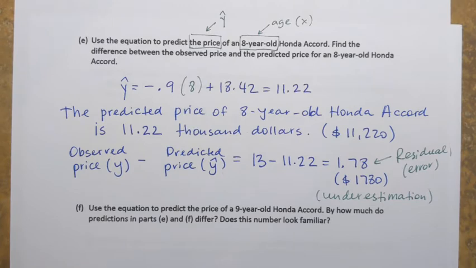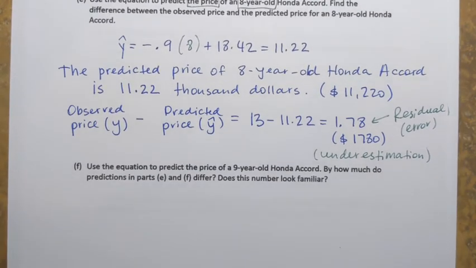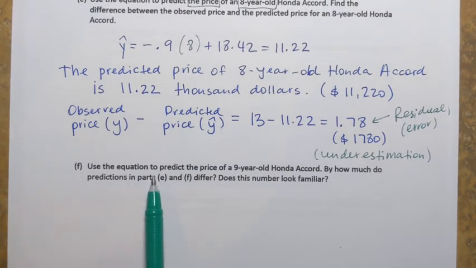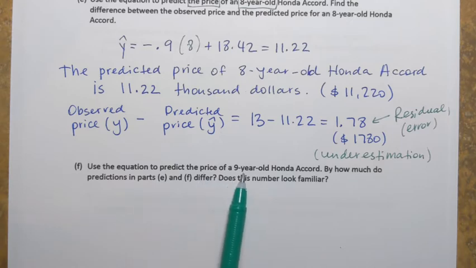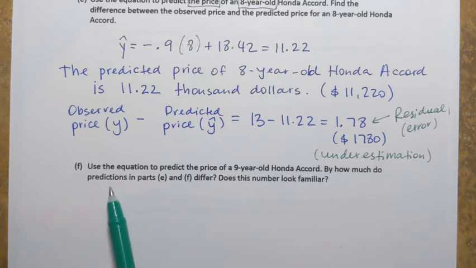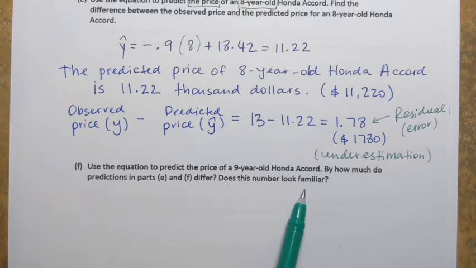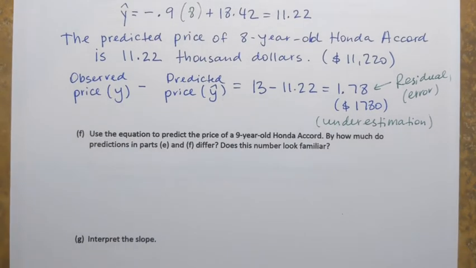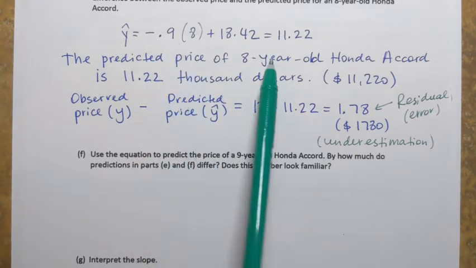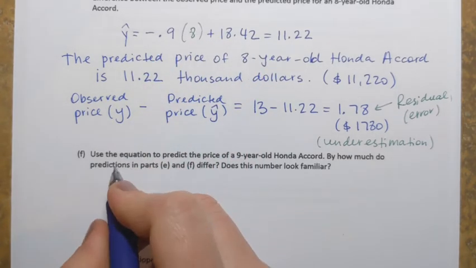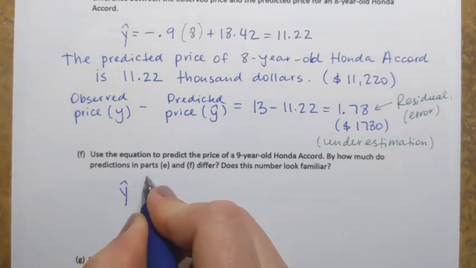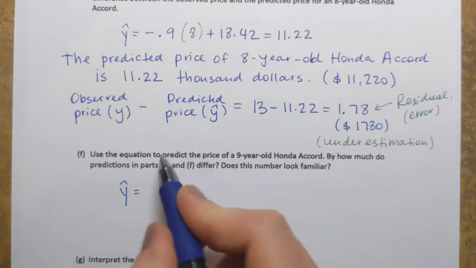Okay, let's move on. The next question says use the regression equation to predict the price of a 9-year-old Honda Accord. By how much do predictions in part E and F differ? Does this number look familiar? Okay, let's do the first part. We're going to do it quickly because it's pretty much the same thing we've been doing over and over. It's just that now we have to plug in 9 for x.